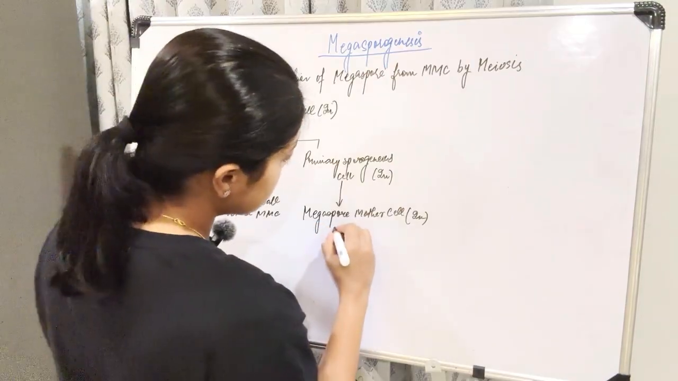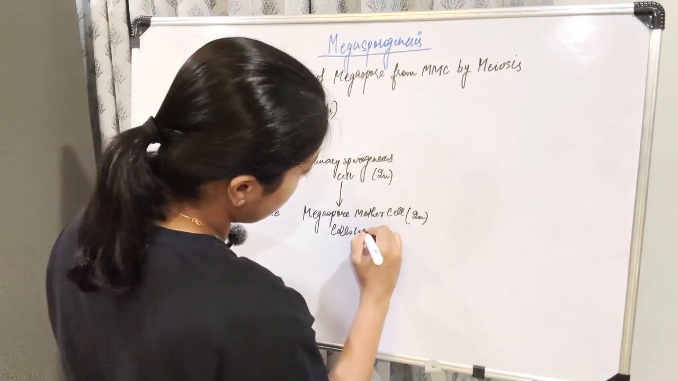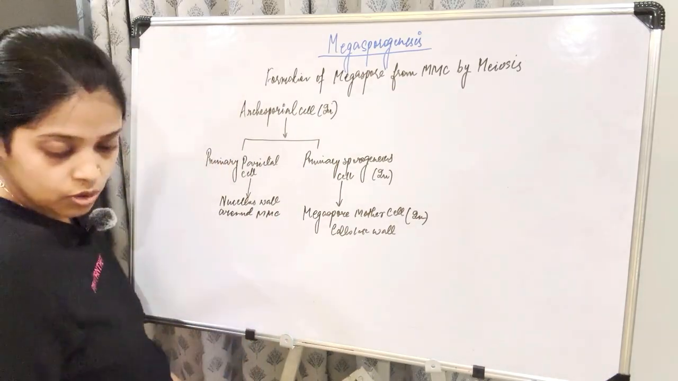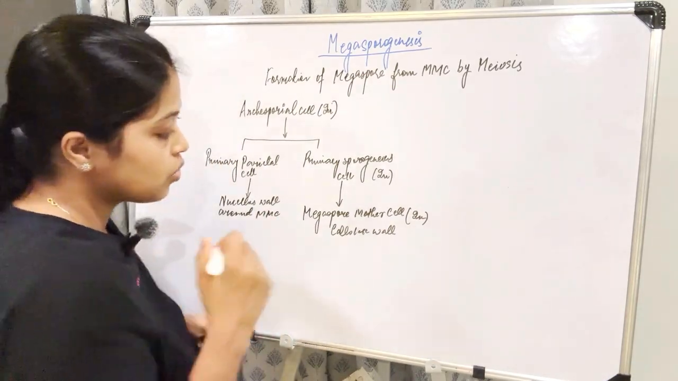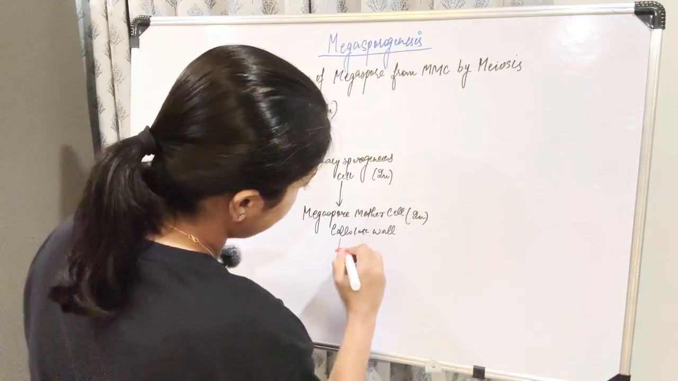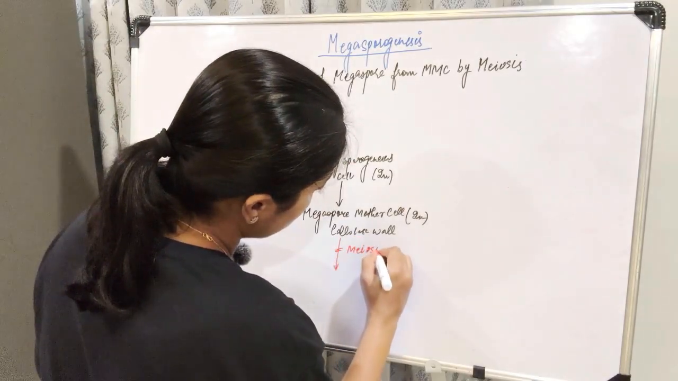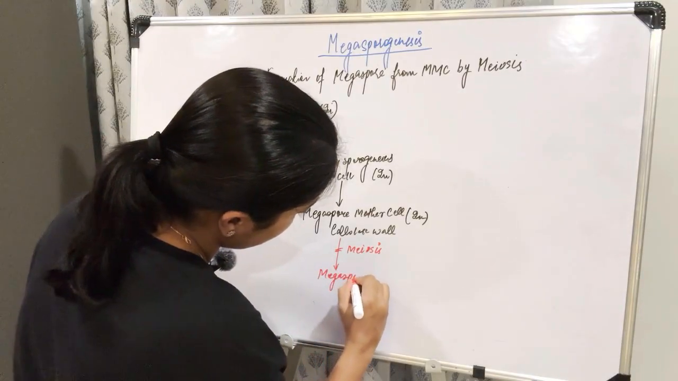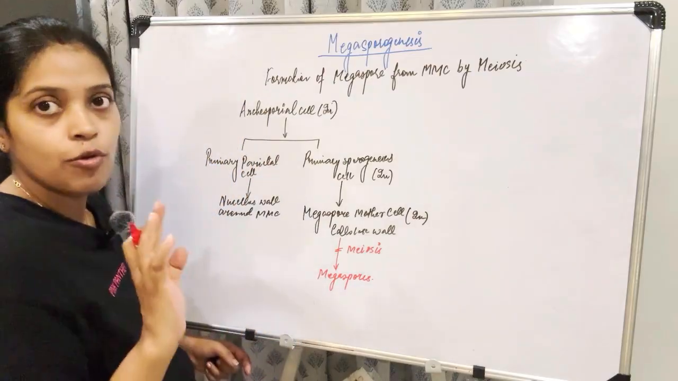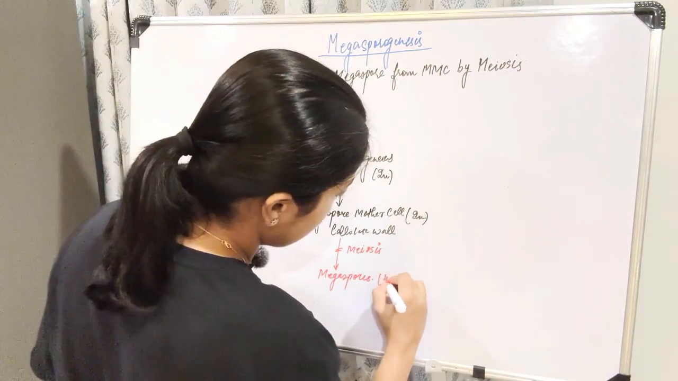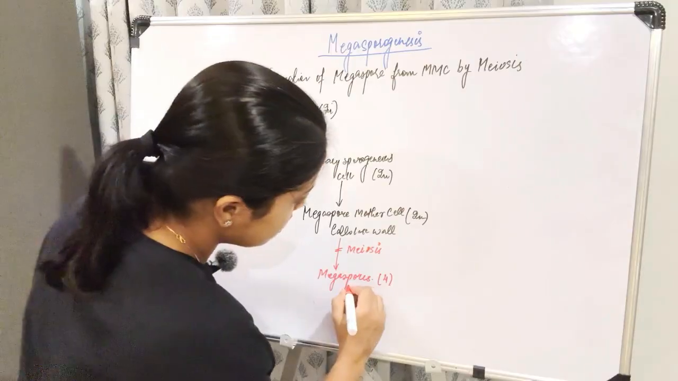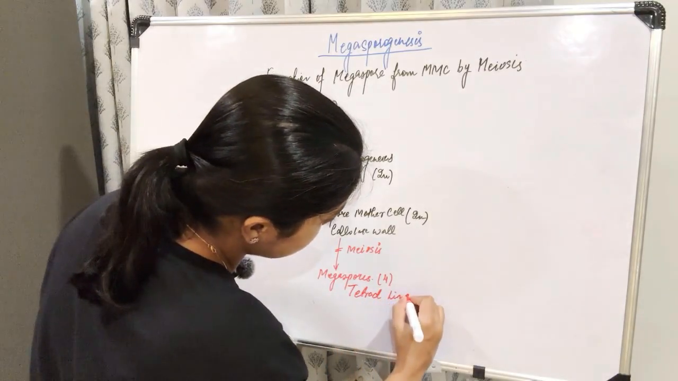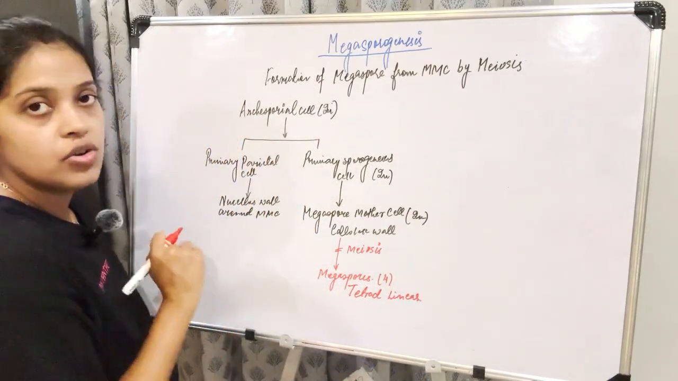So the megaspore mother cell also has a callose wall around it. Okay, now this megaspore mother cell undergoes meiosis and forms megaspores. So there are 4 megaspores formed. They have a callose wall around them. So they are arranged as a linear tetrad. So generally the arrangement is a linear tetrad.